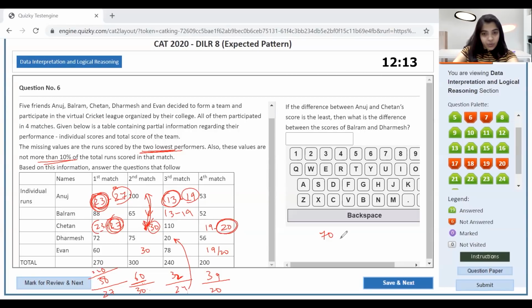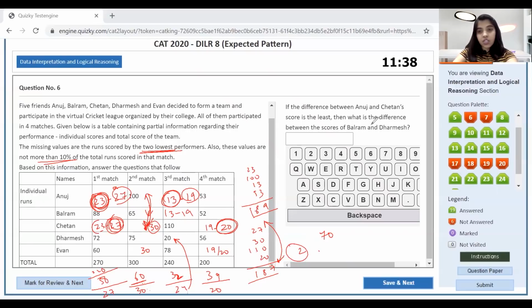So let's try doing this. We have Anuj's final score would be what? 23, 100, 13 and 53. That is 189. And what would Chetan's score be? 27, 30, 110 and 20. That is 187. Right, so this is the minimum possible difference, which is 2.